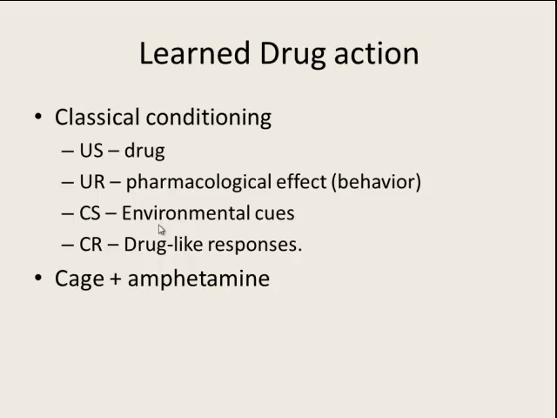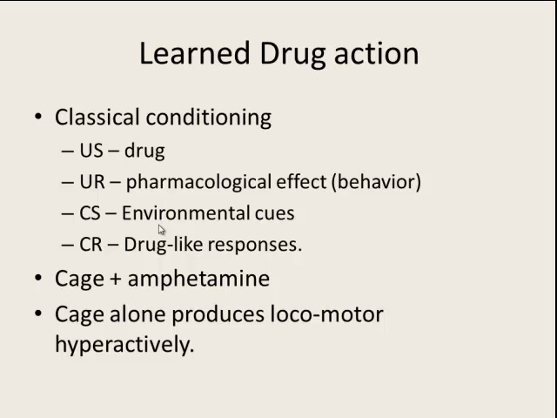So, as an example, put an animal in a cage, give them amphetamine. Cage, amphetamine: the cage is the CS, amphetamine is the US, it produces the behavior. But the cage alone can produce hyperactivity, locomotor hyperactivity in animals. Sometimes you can get a conditioned response. So the conditioned response can look like the drug, and sometimes they can counteract the drug effect in a conditioned compensatory response, but you can also get conditioned motivational properties of the drug as well.